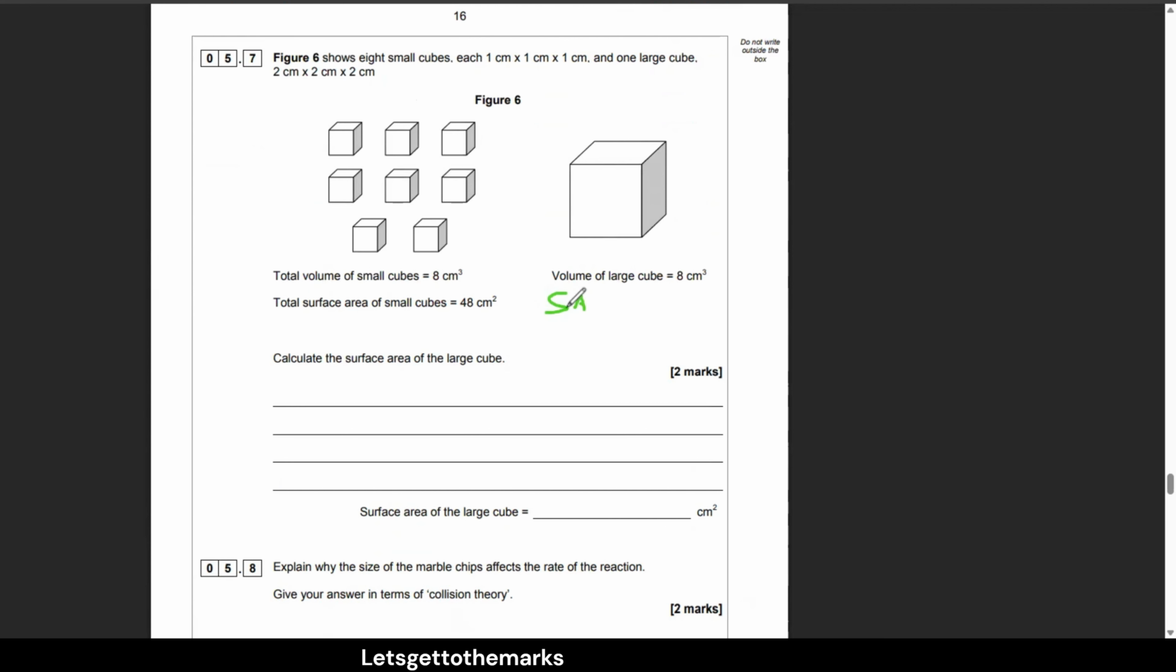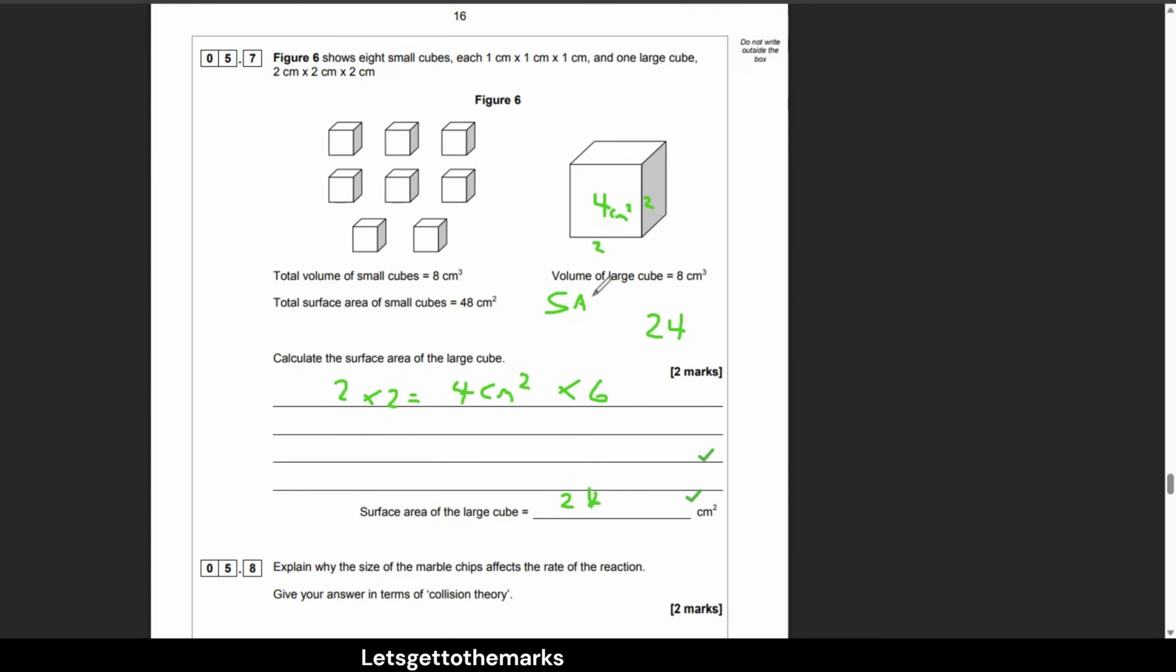That one is 8 to 48. What's our one? Well, it said it was 2. So we're going to go 2 times 2, and everyone can do 2 times 2. That gives us 4 centimeter squared. But of course, there are 6 sides. So I need to times 6. We're going to get 24 centimeter squared. And that's going to get you 2 marks. Bish bash.